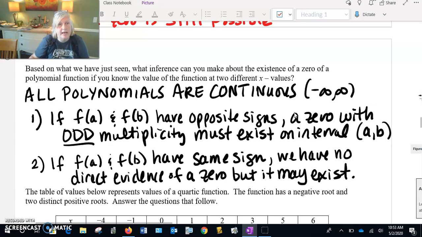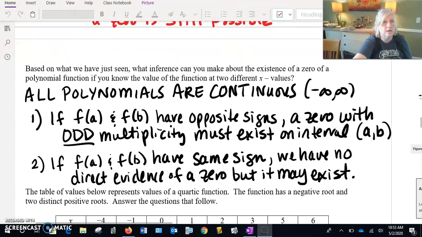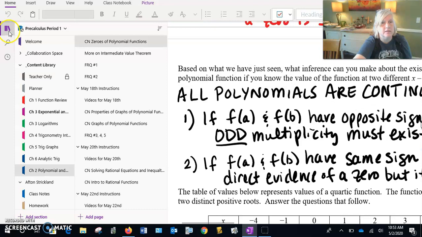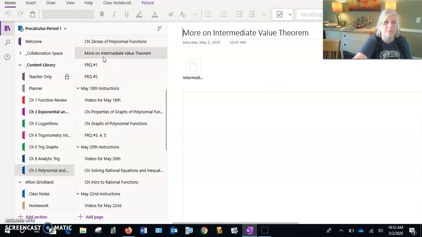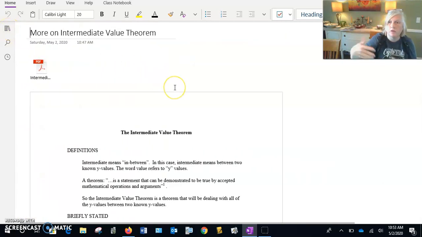Now, I did add over here into the OneNote notebook, and let me move myself again over here. So if I am looking at this over here, I added a file, if you're looking for more on the intermediate value theorem. So I put that in there, and that's mostly for those of you that are going on to calculus.